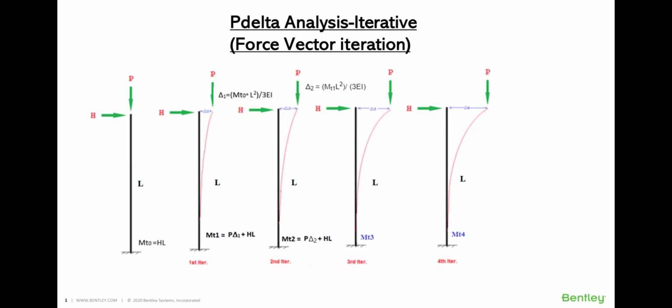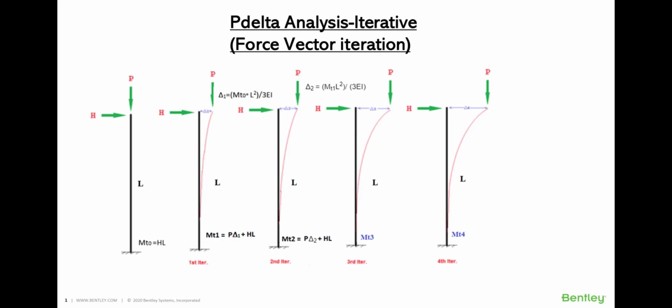The first method that I have mentioned here is the iterative P-Delta analysis, and this approach is to determine the exact second order effect. Here at every iteration, the displacement and the corresponding forces are recalculated until the solution converges. Here is one of the simple examples, which is illustrated only with the P large delta for simplicity.